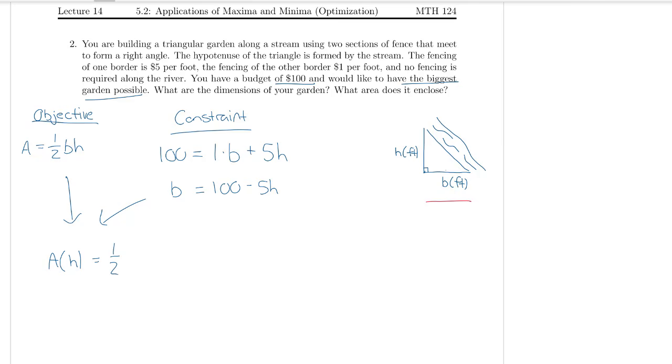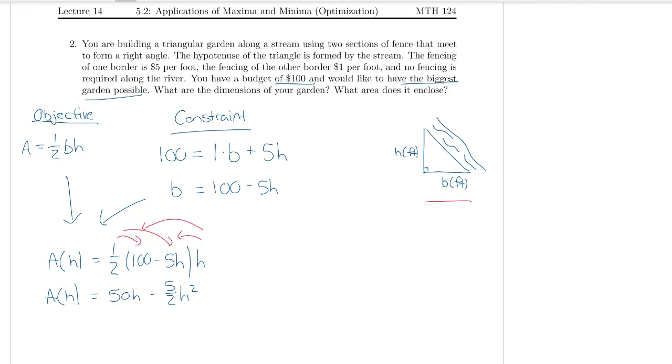So 1/2 b times h, and b is 100 minus 5h. So we're going to apply the first derivative test, and so we definitely want to clean this up and simplify it beforehand. That will generally make your derivative a lot easier. So I distributed twice here. You have to distribute the 1/2, and then you also need to distribute the h to each term. So when you do that, you'll get 50h minus 5/2 h squared.